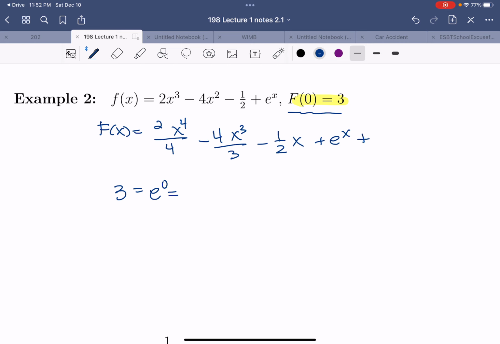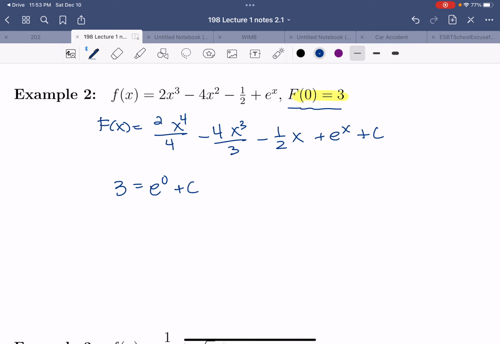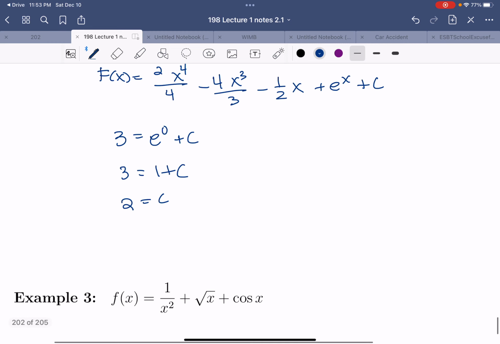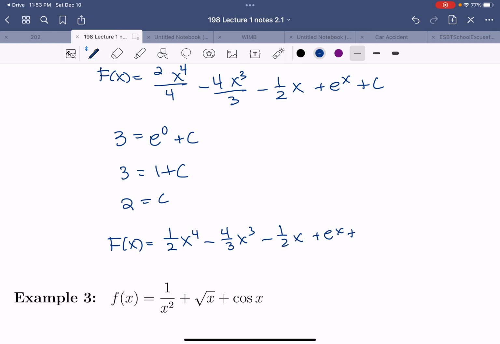I forgot my plus c. That's why it didn't work. Okay, don't forget your plus c. Plug in 0, then it's e to 0, which is 1, plus your constant. So this is 3 equals 1 plus a constant. Subtract the 1, and that tells me that the constant is 2. And so my antiderivative, in all its glory, is 1/2 x to the 4th minus 4/3 x cubed minus 1/2 x plus e to the x plus 2.